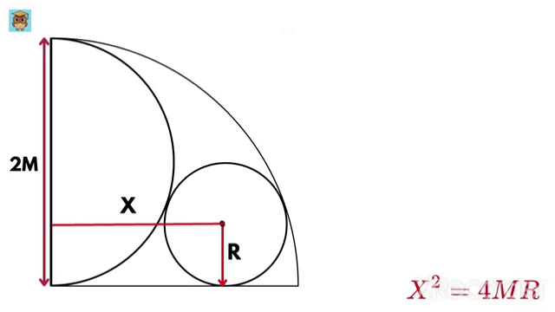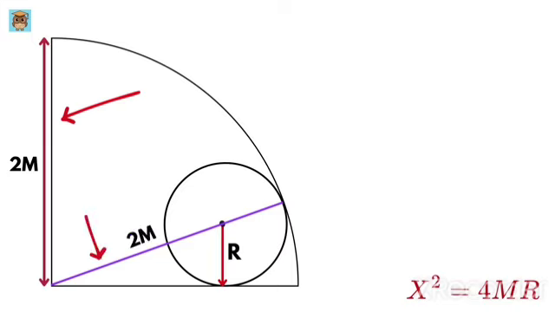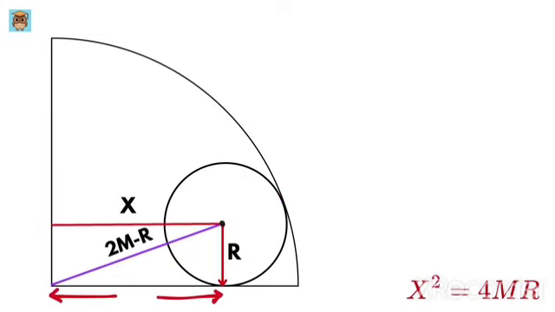So far, so good. Now, consider this quarter circle and this circle. Connect their centers. So it will pass through this point of contact, right? The radius of this quarter circle equals 2 times m. So this will be 2m, and this piece is r. So this will be 2m minus r. Now the length of this piece is the same as this length, or x.